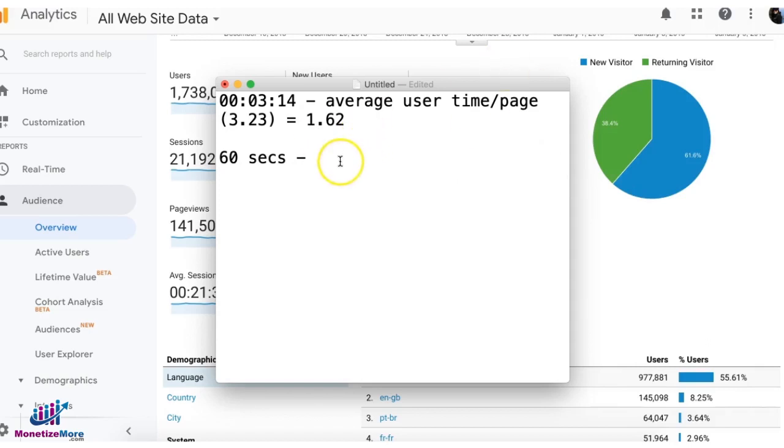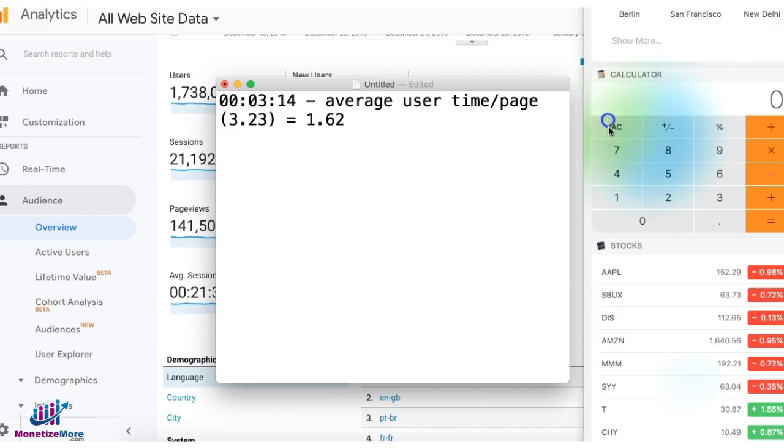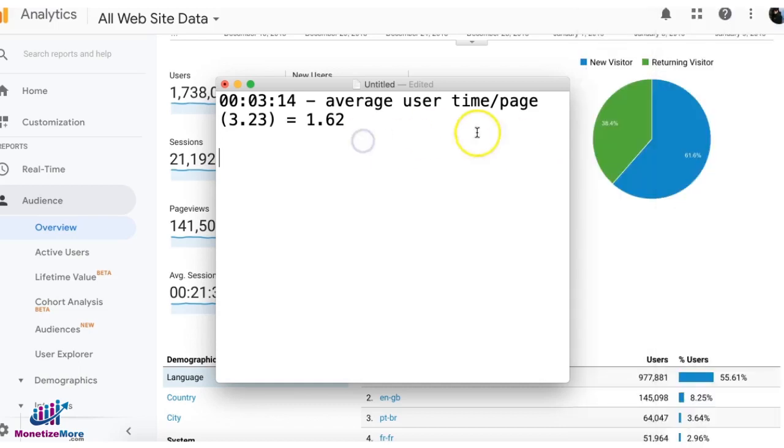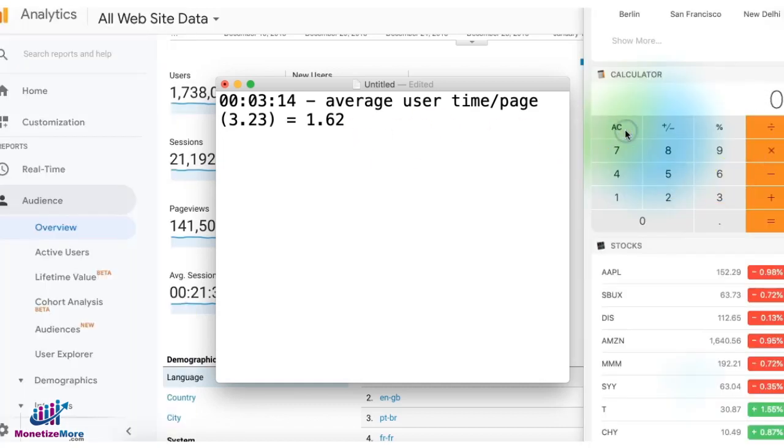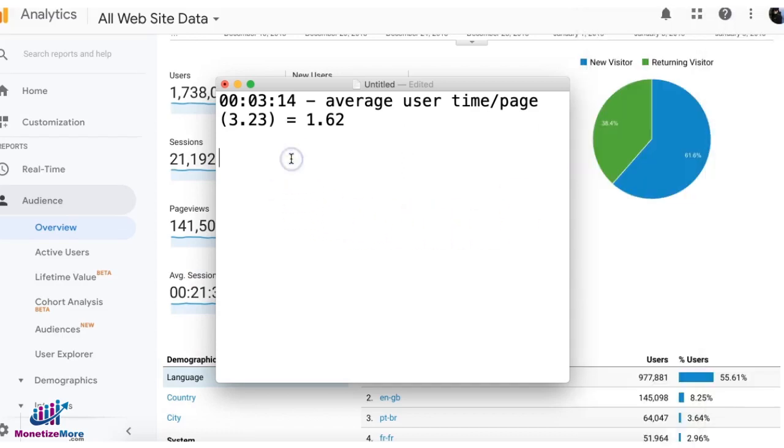Okay, so what is 1.62? Every how many seconds do you want the ads refreshed? If you want it twice, depending on the average user time on page, then 1 is already 60, right? So 1 minute is already 60. 0.62 times 60, that's 37 seconds. So 37 plus the 60 seconds, that's going to be 97. So you're going to set your refresh time to 97 seconds.